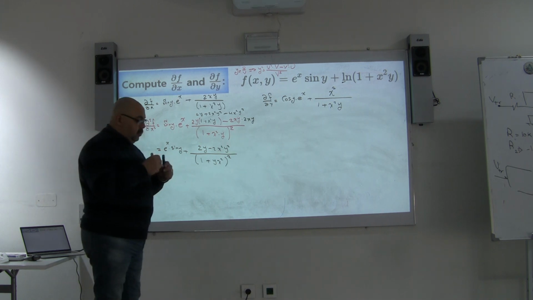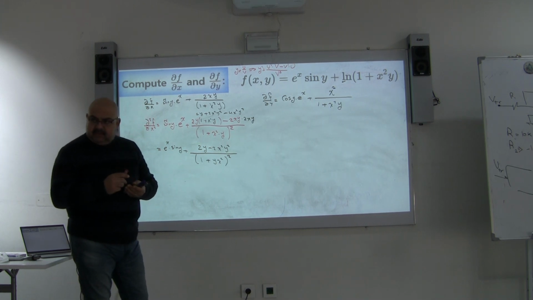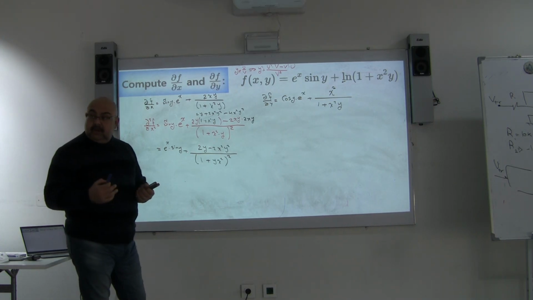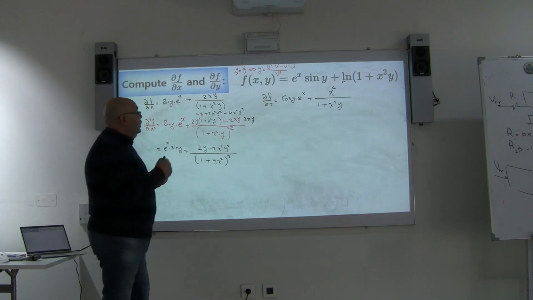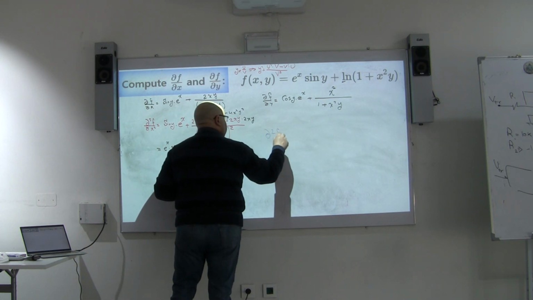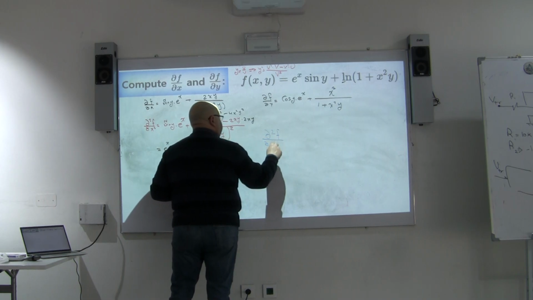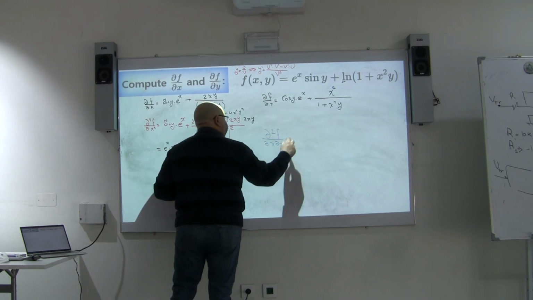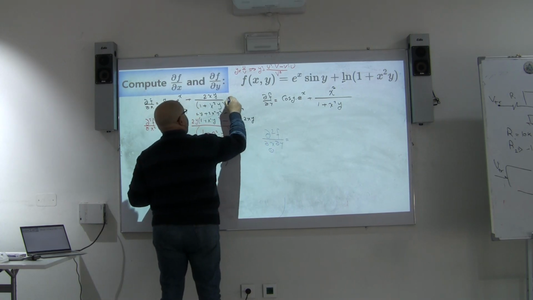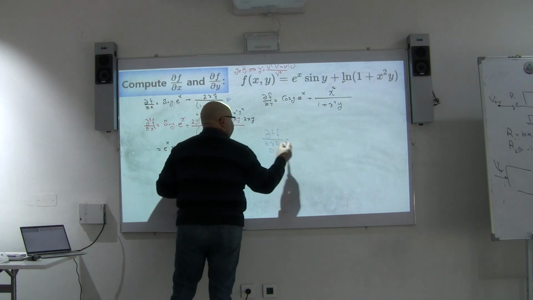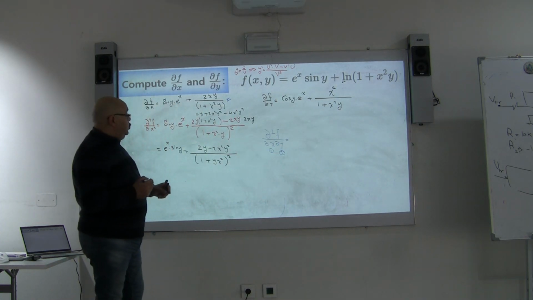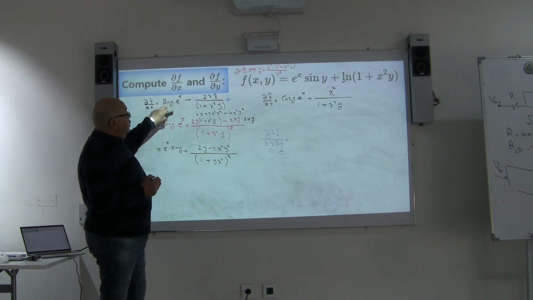What if I want to get the next derivative, which is partial squared f, partial x, partial y? All I have to do depends on the order of the derivative. If I want partial squared f, partial x, partial y, it means the first derivative is with respect to x, which I already have here. I will do the second derivative with respect to y. It's going to be really very simple.